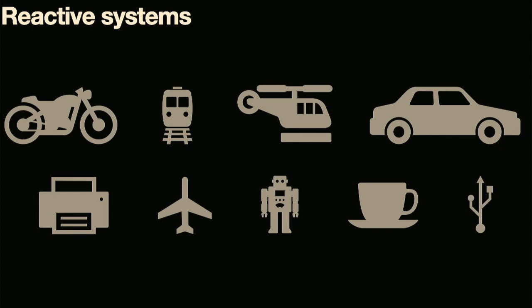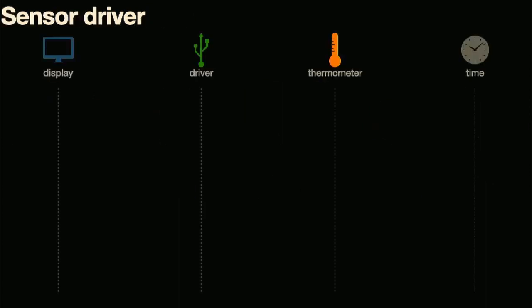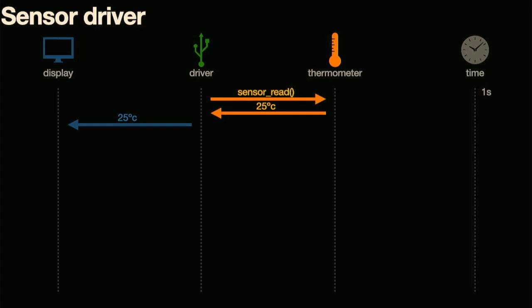So I'm going to talk about a particular reactive system, which is a driver for a sensor, and it turns out that it turns up in a bunch of these other cases. So let's say we have a driver, and we have a thermometer, and we have a display. And the driver says to the thermometer, hey, give me a reading. And the thermometer says, yep, 25 degrees Celsius. And the driver says, okay, update the display to 25 degrees Celsius.